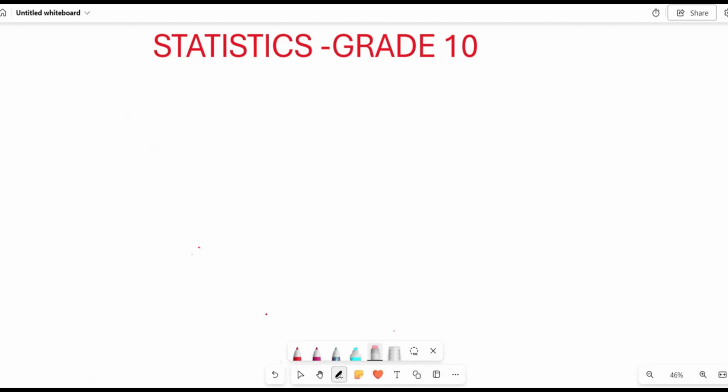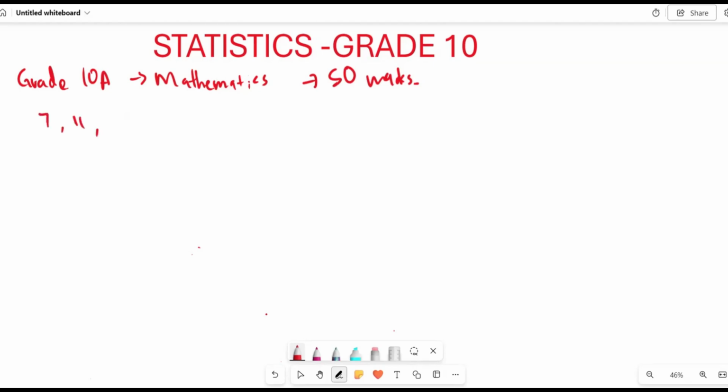So now, let's say for an example, you have grade 10 A learners who wrote a test for mathematics, and below it are their results which were recorded. Let's say this test was out of 50 marks. Now, let's say this is their data that was collected. Obviously, we have those who might not have prepared well for the test. Let's say we have 7, 11, 12.